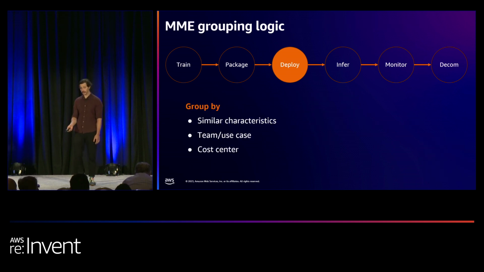Some different ways that we've explored grouping is by similar characteristics. So if you have a bunch of different models that are really similar, they're all tree models, or they're all for some pathway where they have sporadic traffic, that's really good. We also group by team or use case and cost center. So if you want to monitor the cost of the hardware, and you want to know, okay, this hardware is for this team, and we want to make sure that they know how much that costs, that's a really useful way to do it.